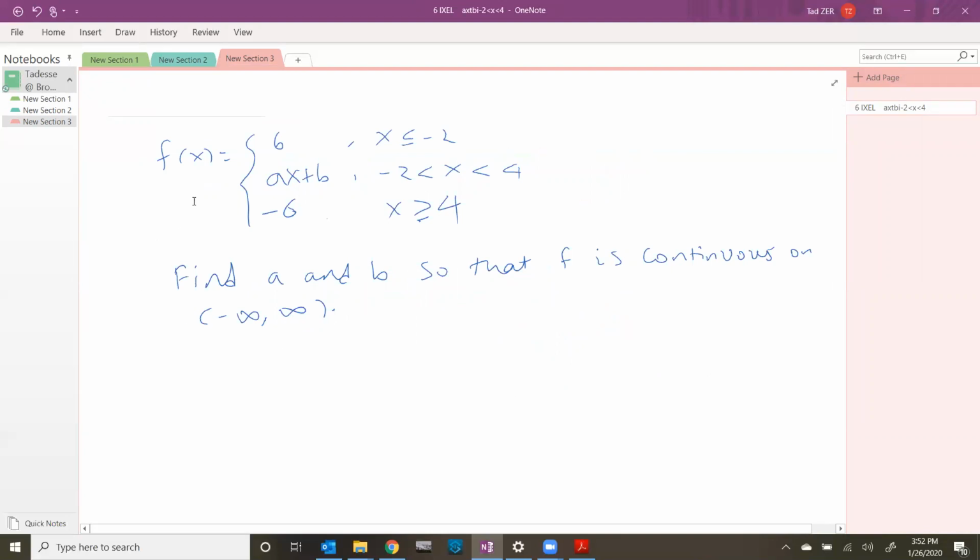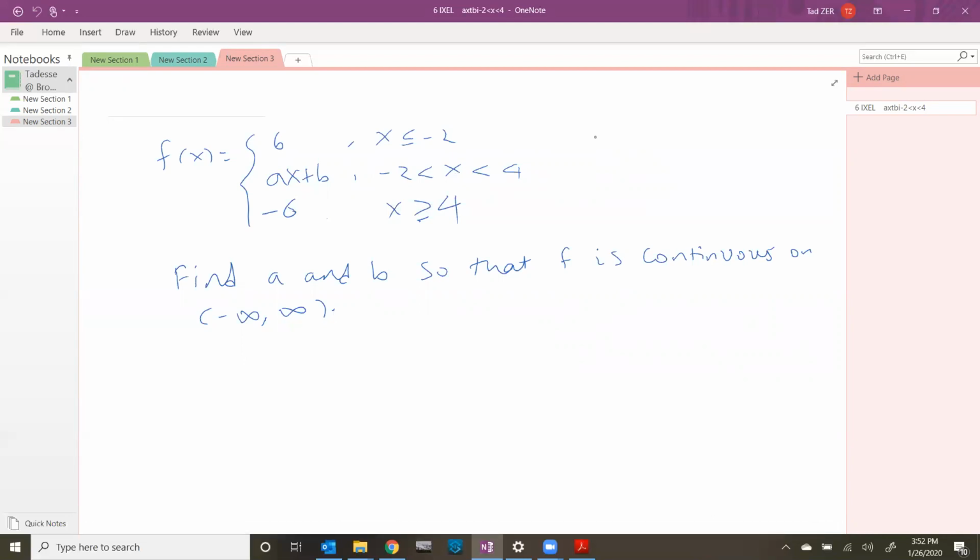You are given, it says f of x is 6 if x is less than or equal to -2. And f of x will be x plus b if x is between -2 and 4. And it will be -6 if x is greater than or equal to 4. You are given a piecewise function. It has 3 pieces: 6, x plus b, and -6.